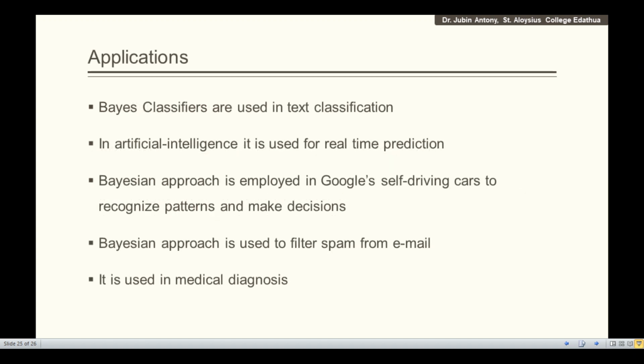Finally, the areas where the concept of Bayesian probability is used in real life. Bayes classifiers are used in text classification. In artificial intelligence, it is used for real-time prediction. Bayesian approach is employed in Google's self-driving cars to recognize patterns and make decisions. Bayesian approach is widely used to filter spam from email. It is also used in medical diagnosis.